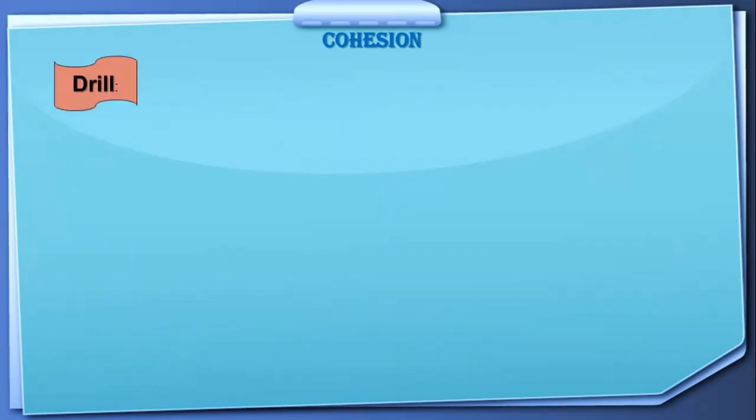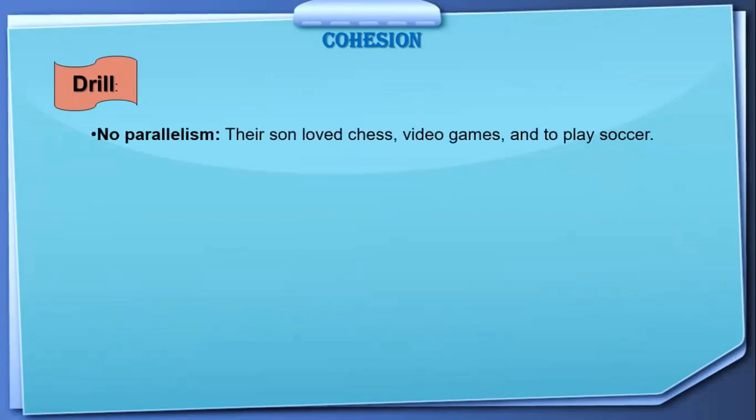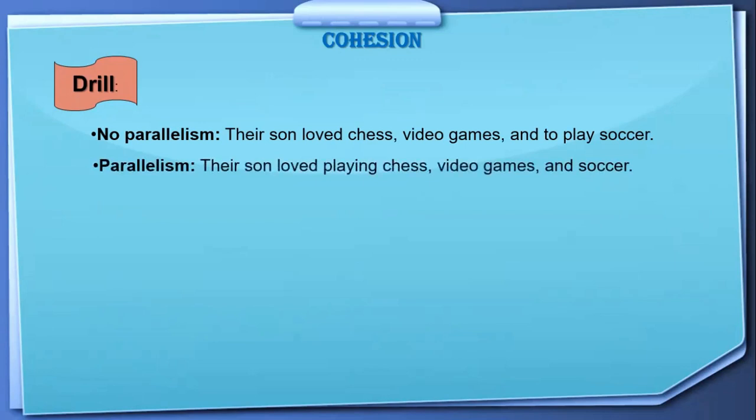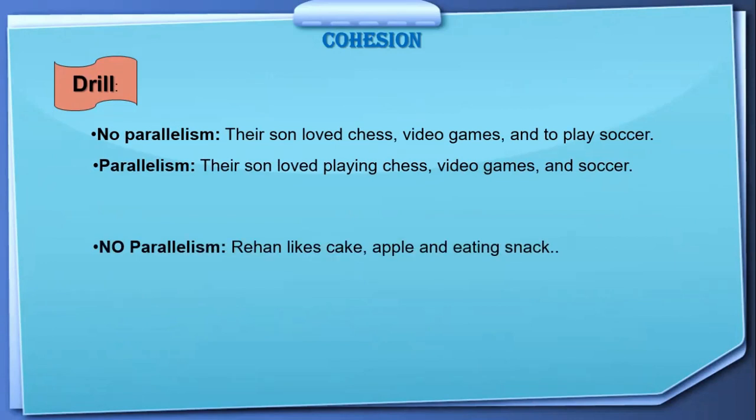Here we are going to do a drill. Non-parallelism: their son loved chess, video games, and to play soccer. It would be parallel: their son loved playing chess, video games, and soccer. So this is how we have made this parallelism. Non-parallelism: Rehan likes cake, apple, and eating snake. Here is the parallelism: Rehan likes cake, apple, and snake. So this is how we make parallelism in sentences when we talk about cohesion.